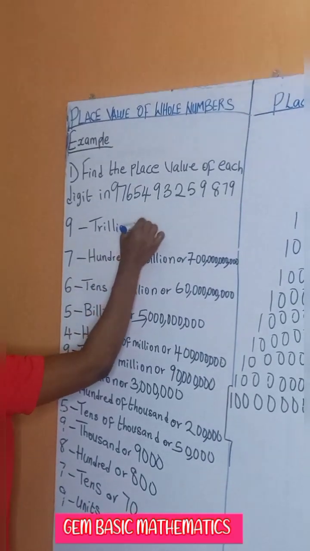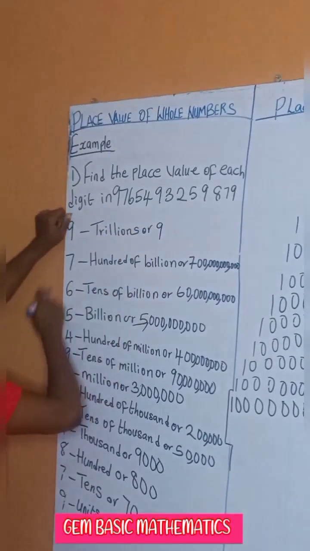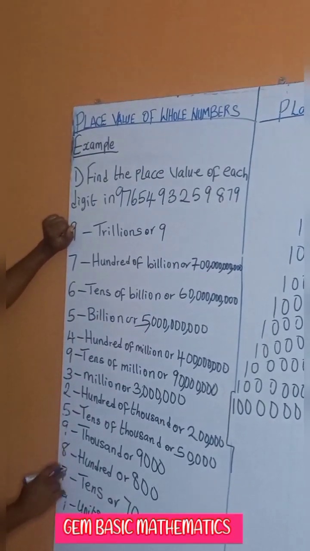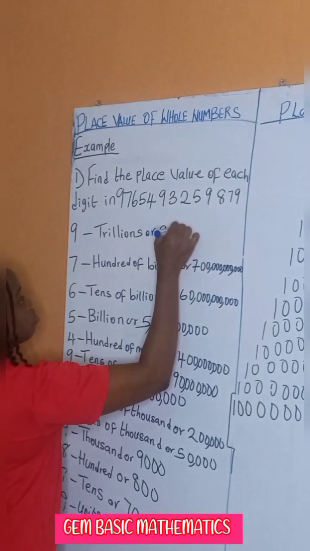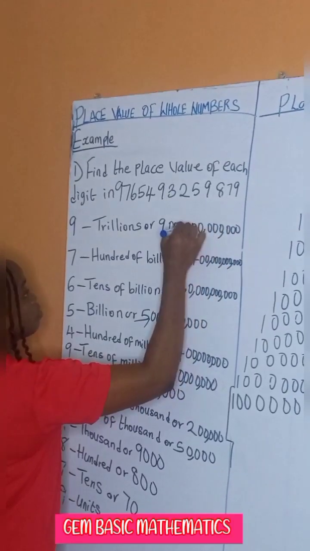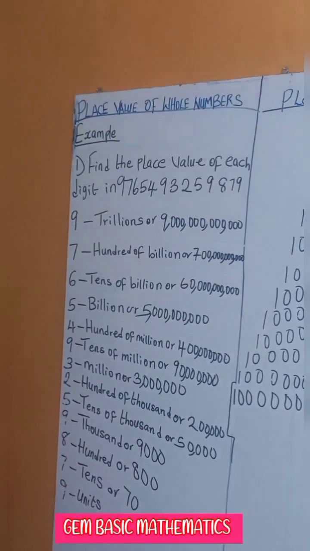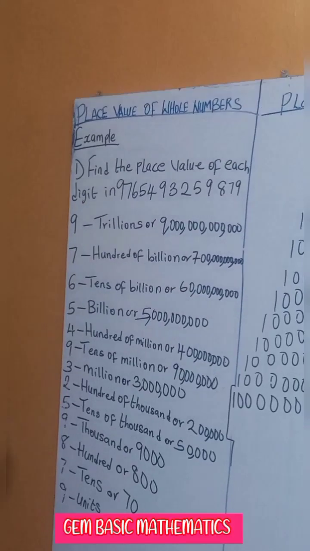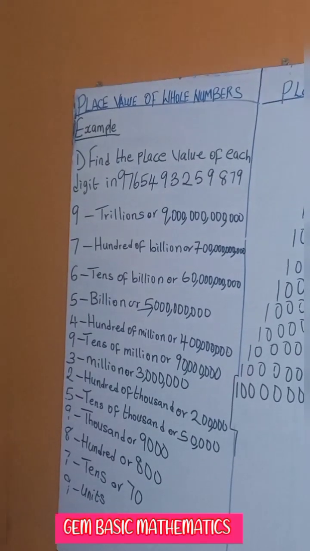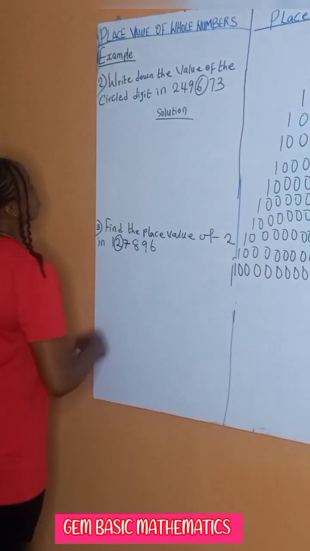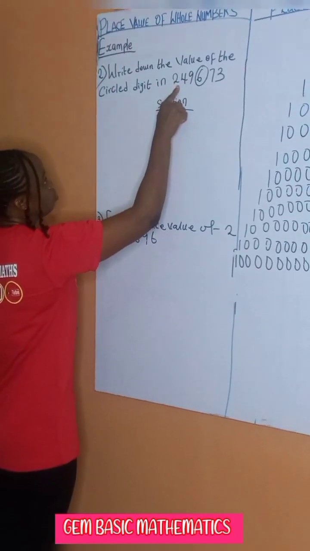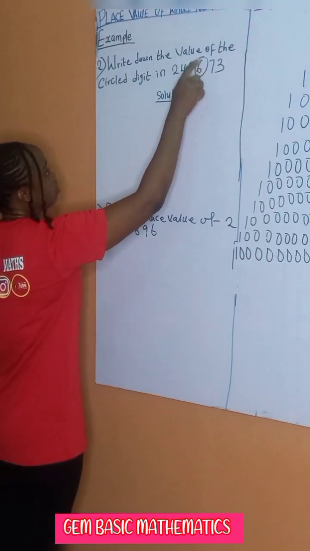And the last one, what is this? 9. Cover it and count the numbers: 1, 2, 3, 4, 5, 6, 7, 8, 9, 10, 11, 12. So you have 12 zeros. So this is 9 trillion. Okay, so please try and memorize this so you'll be able to write the place values of whole numbers.